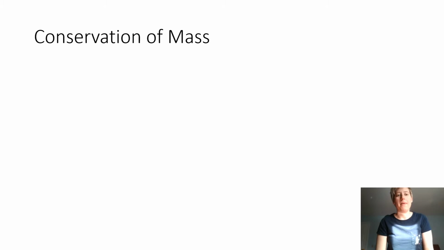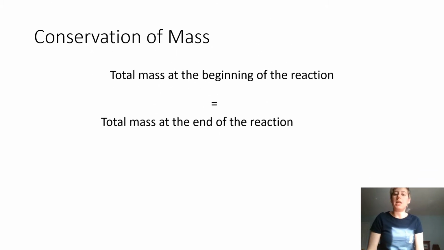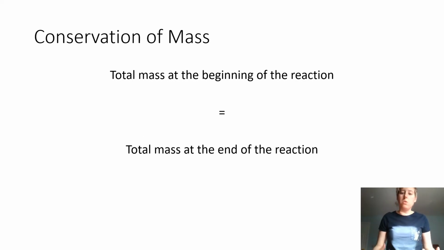So the conservation of mass is derived from Lavoisier's work that he did in the late 1700s, which basically states that the total mass at the beginning of a reaction equals the total mass at the end of the reaction. So whether we're talking about a chemical reaction or a physical reaction, the total mass of all of your reactants will equal the total mass of all of your products.